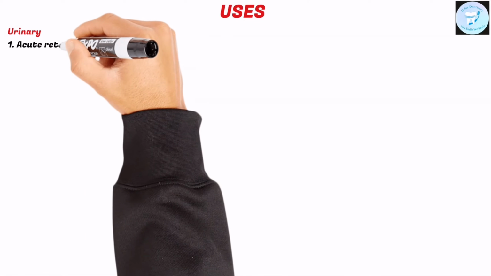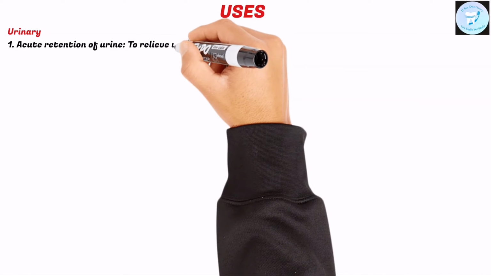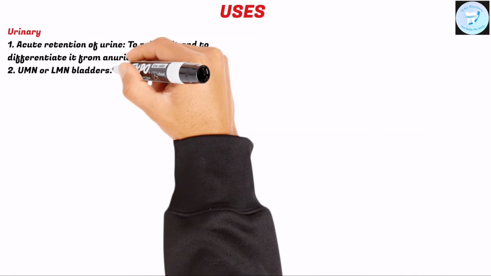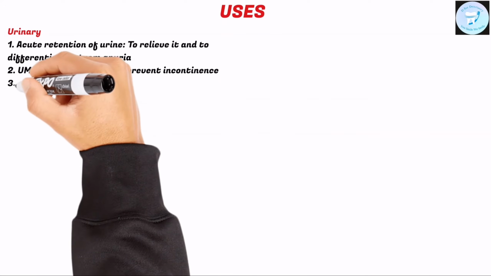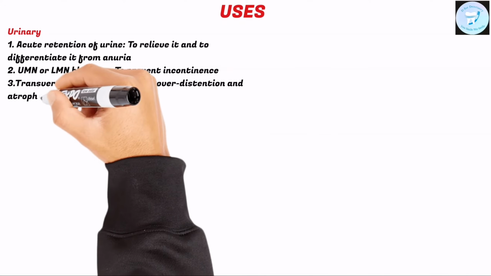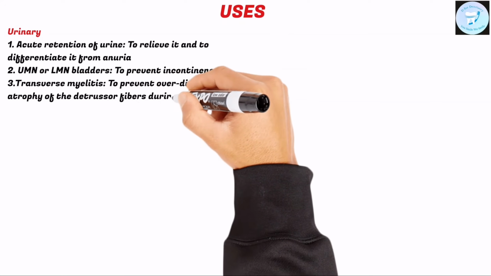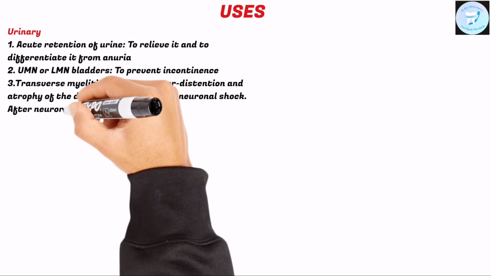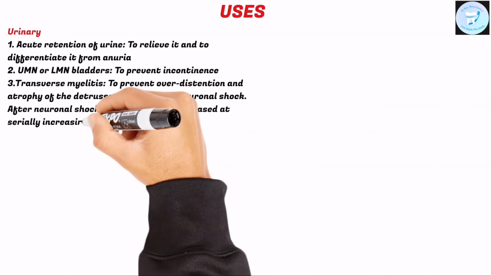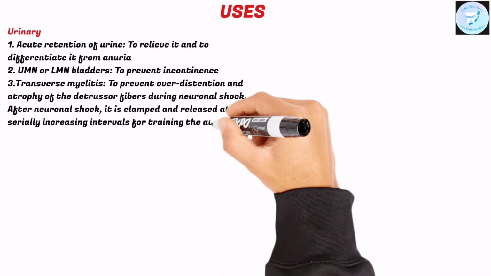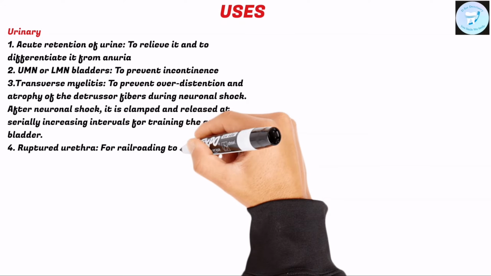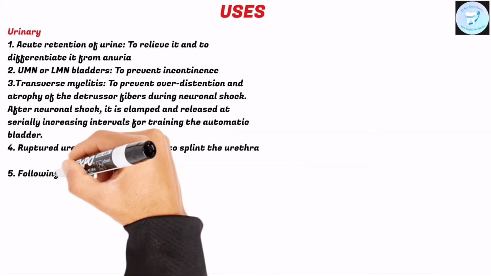Urinary uses. First, acute retention of urine, to relieve it and to differentiate it from anuria. Second, upper motor neuron or lower motor neuron bladders, to prevent incontinence. Third, transverse myelitis, to prevent overdistension and atrophy of detrusor fibers during neuronal shock. After neuronal shock, it is clamped and released at serially increasing intervals for training the automatic bladder. Fourth, ruptured urethra, for railroading to splint the urethra.